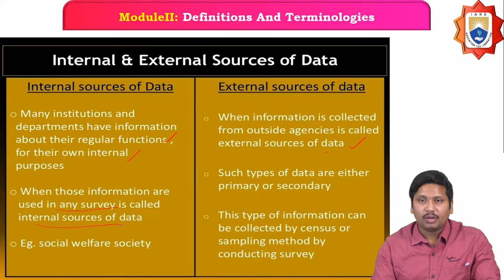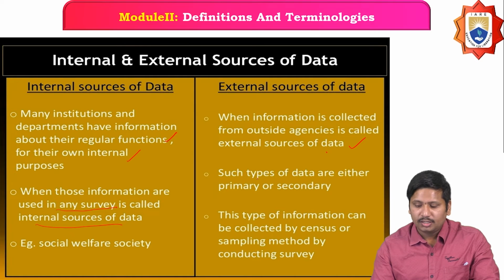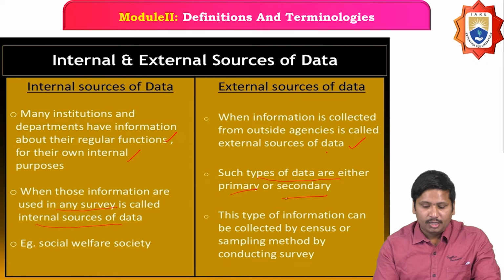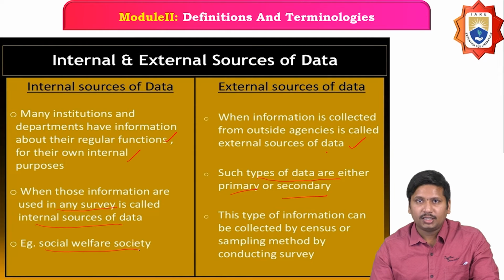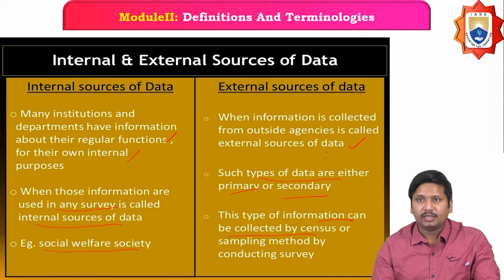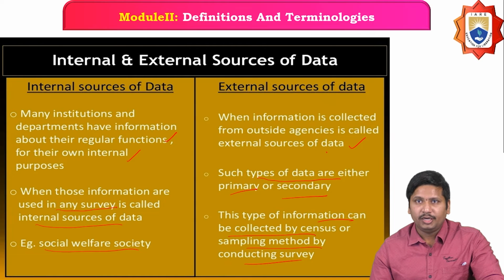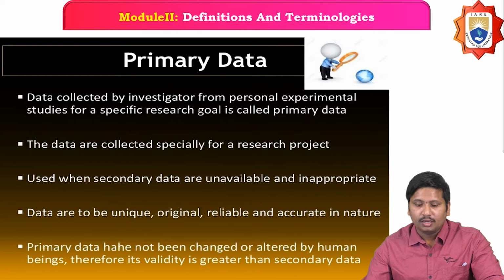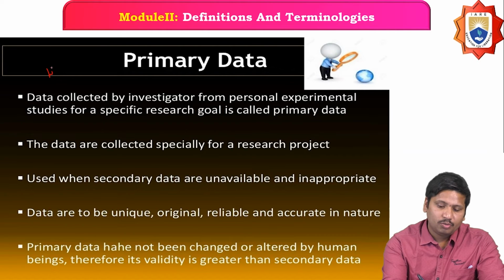That thing is called the internal source of the data, and this type of data is either primary or it may be secondary. So primary external source or secondary external source. An example is the social welfare society, as an example of this internal source data, and this type of information can be collected by census or sampling method by conducting the surveys. So these are some of the differences that they may ask between internal and external source of the data. And the next thing is the primary data. What is the primary data is the question they normally ask.